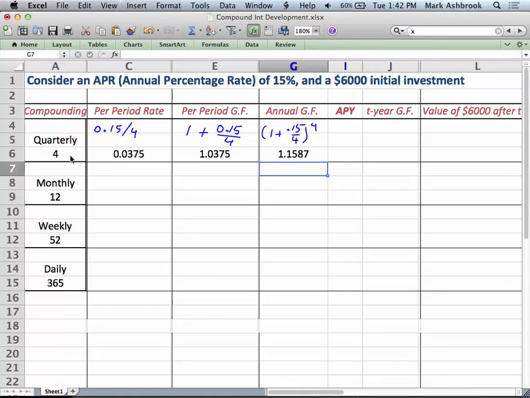Okay, so what is the APY? Diana? She wants 15.87. Agree with that? Okay, and why isn't it 15? So what is APY? What does that mean? Annual percentage yield, right? And how did you get the 15.87? Diana, tell me how you got it.